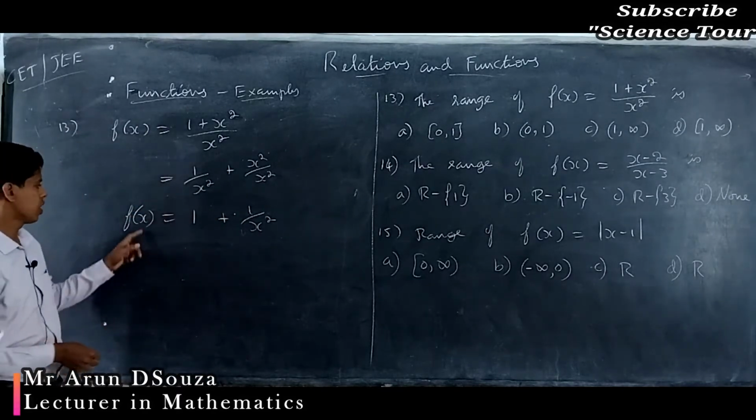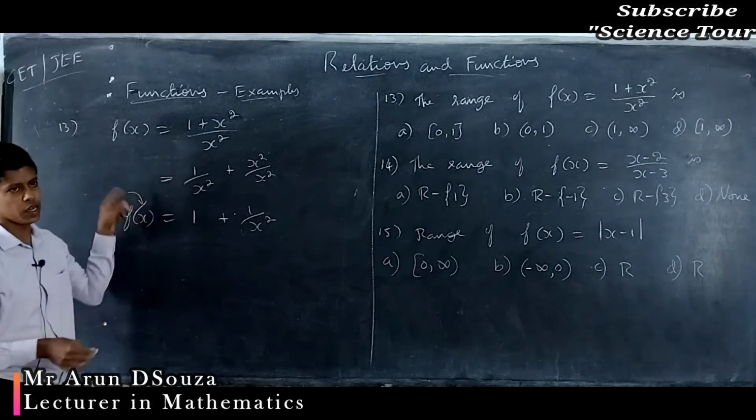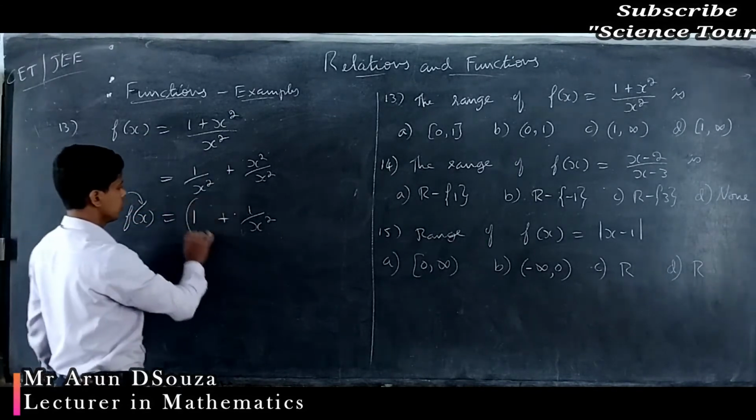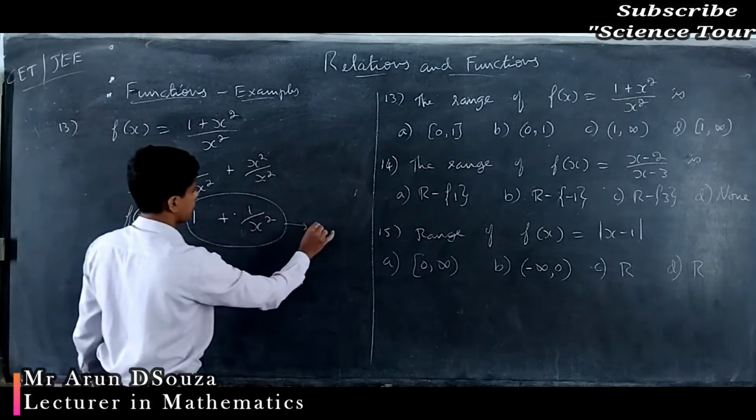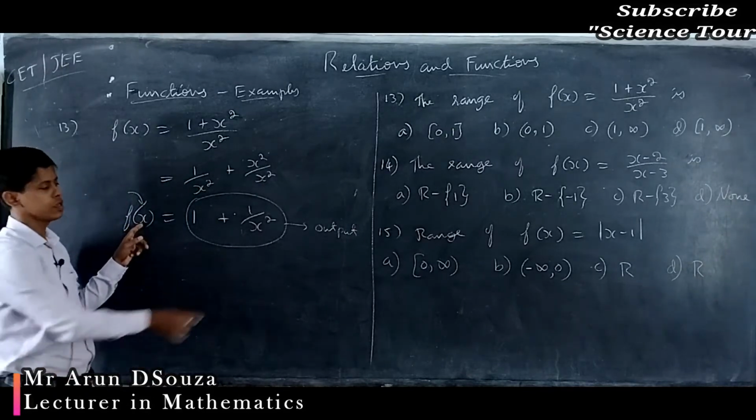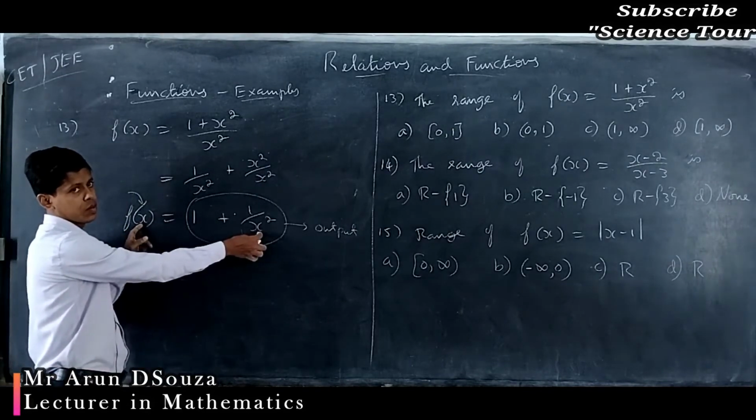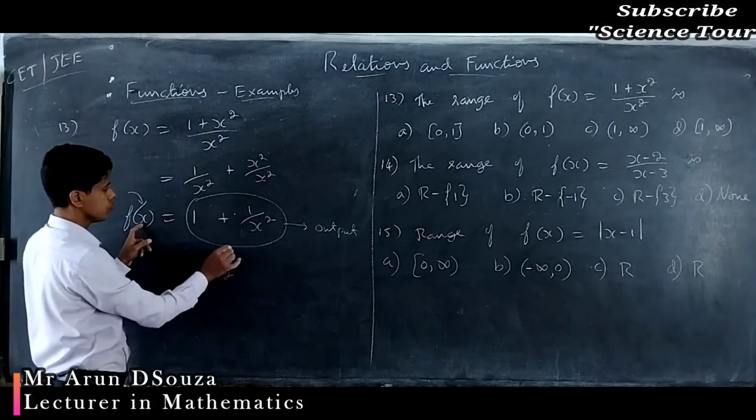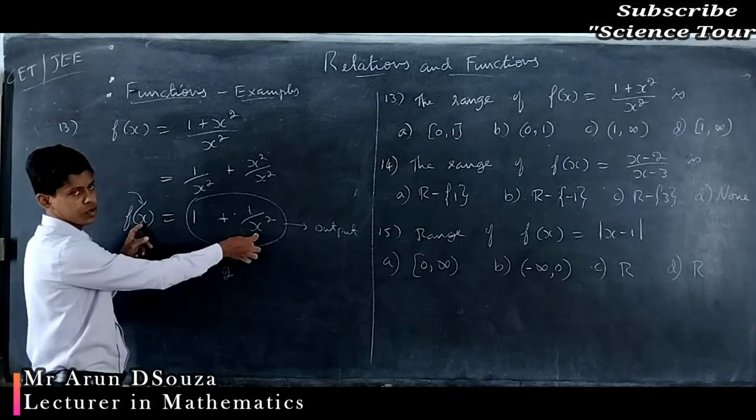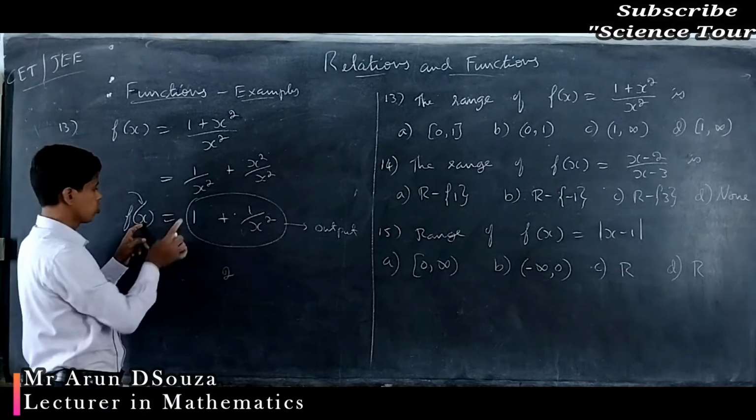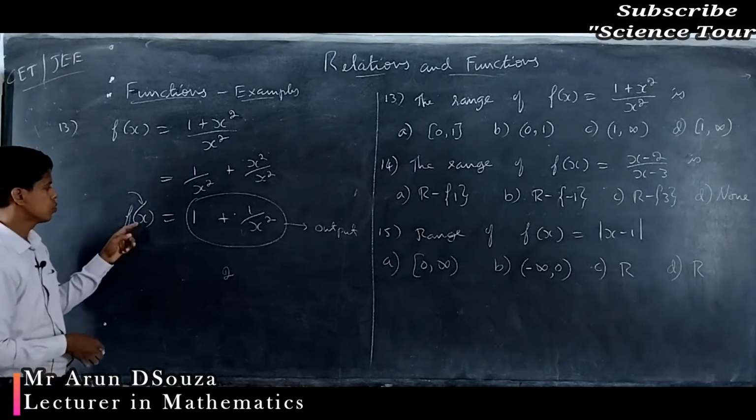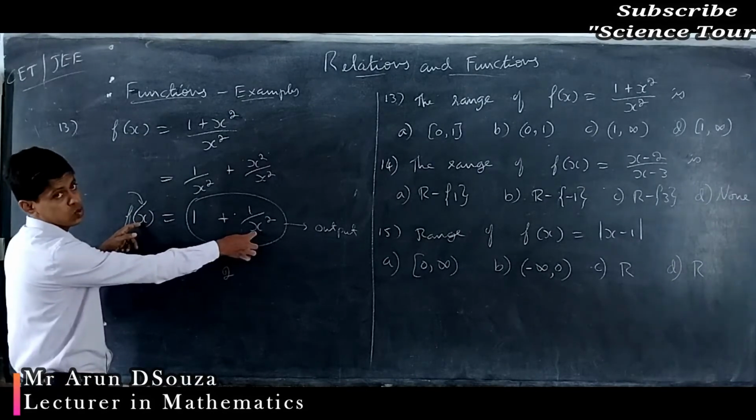Now we go on putting values at x. Those are input values, but that's not the question, we need the output. So what will be the output? You put 1, 1 square, 1 by 1, so that will be 2. Can you put 0? No, you cannot put 0, it won't be defined, so that's not in the domain. So only the domain values you have to put. So you put minus 1.